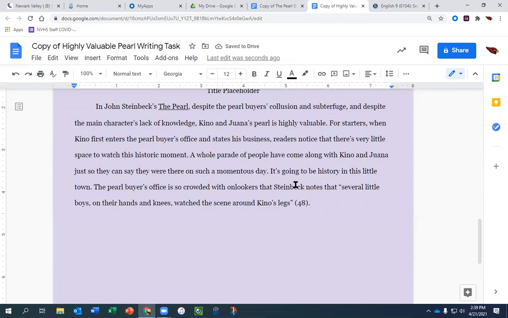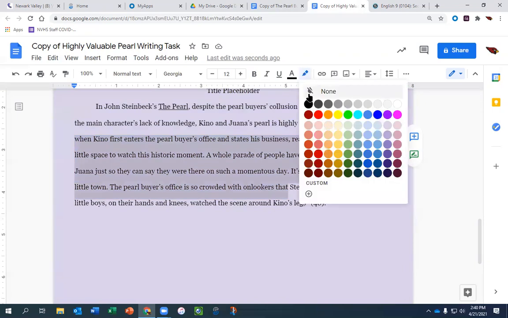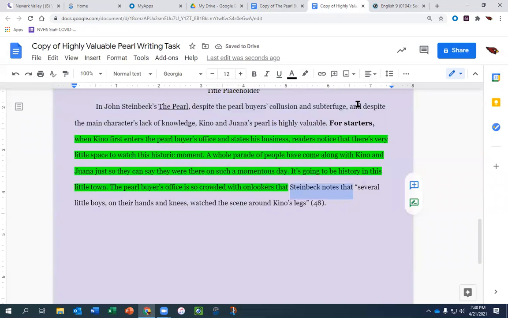Need to lead out. Well, so far, here's what I have. Here's my transition with the accompanying comma. When Kino first enters the pearl buyer's office and states his business, readers notice there's very little space to watch this historic moment. A whole parade of people have come along with Kino and Juana just so that they can say they were there on such a momentous day. It's going to be history in this little town. Yeah, that's an okay lead-in. The pearl buyer's office is so crowded with onlookers that Steinbeck notes that, there's my attributive tag. These are whose words they are. And then this piece. Right now I feel like I have too much lead-in. I could have used some of this in my lead-out. See if I can fix it right now.